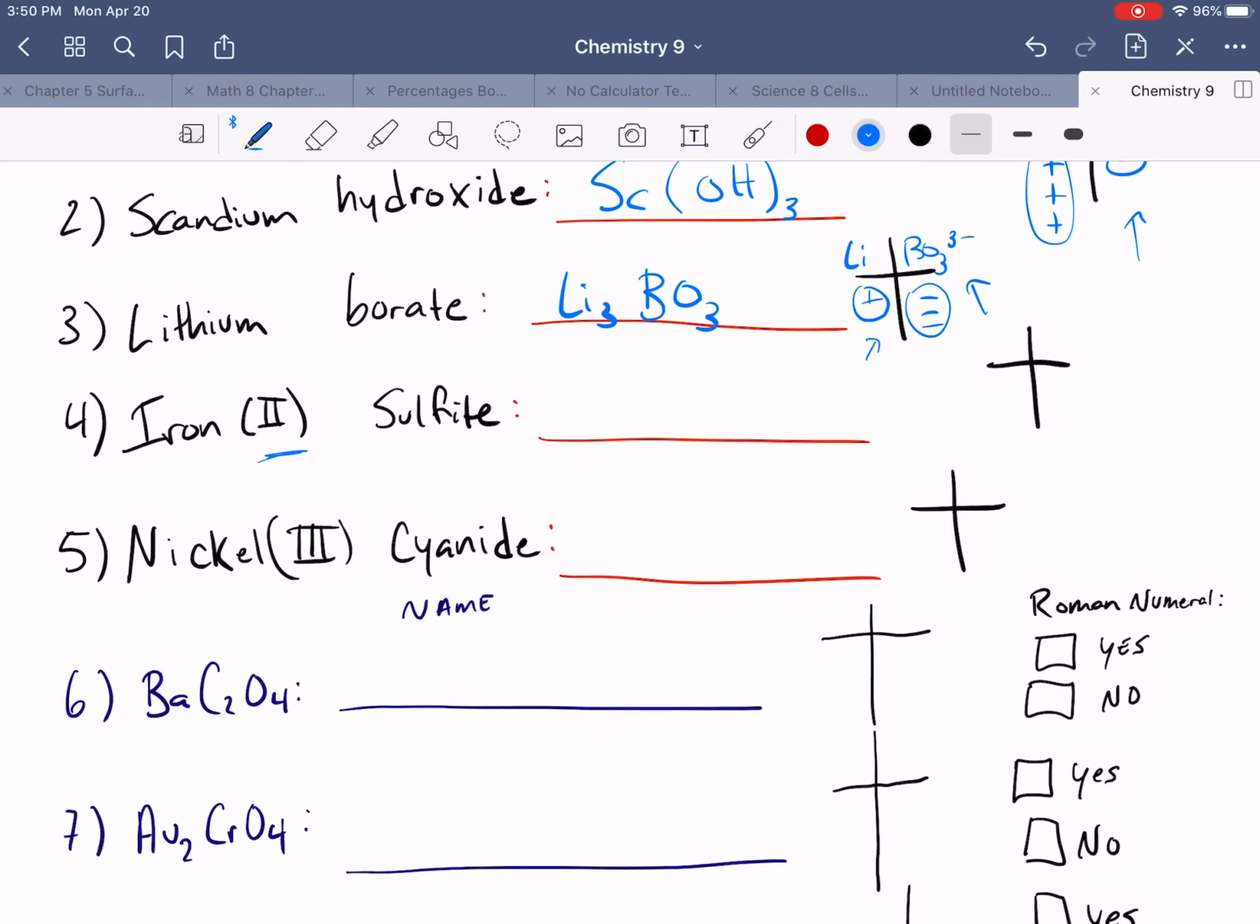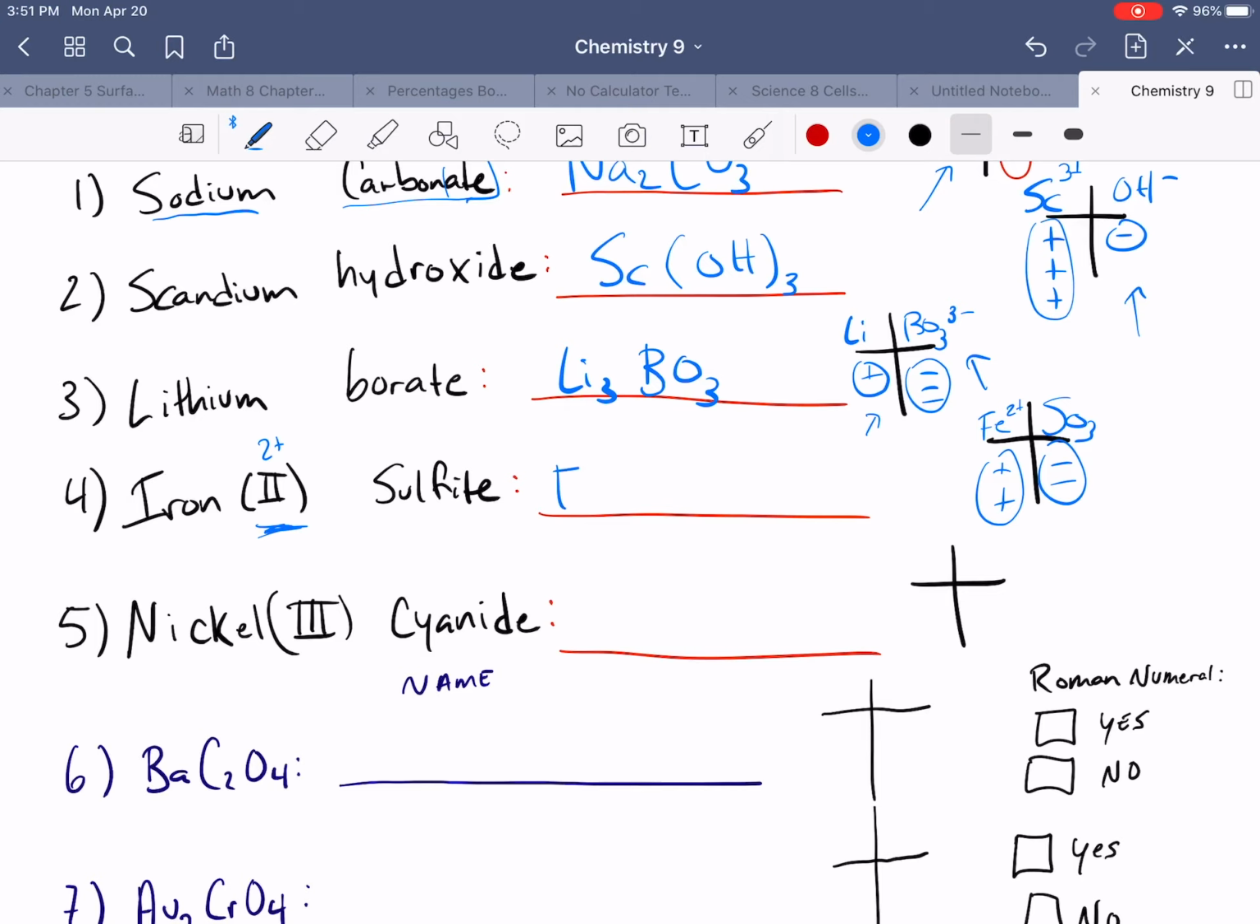Iron 2 sulfite. Remembering from last week, that means that we use Fe2+ here because it tells us right here that this is the 2 plus. Sulfite is SO3, I believe. Let's check. Sulfite is SO3 2 minus. Okay, so SO3 2 minus. Looks like it's balanced, so I don't need to do anything. And I'm done.